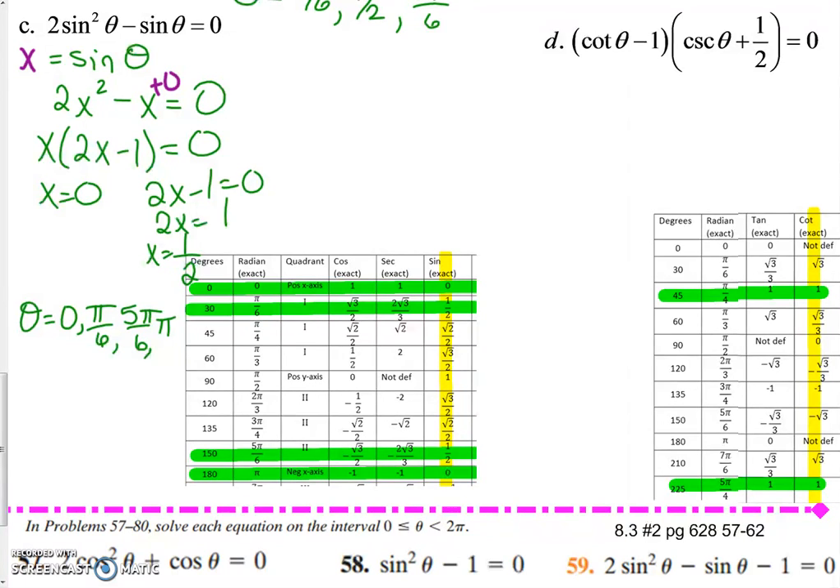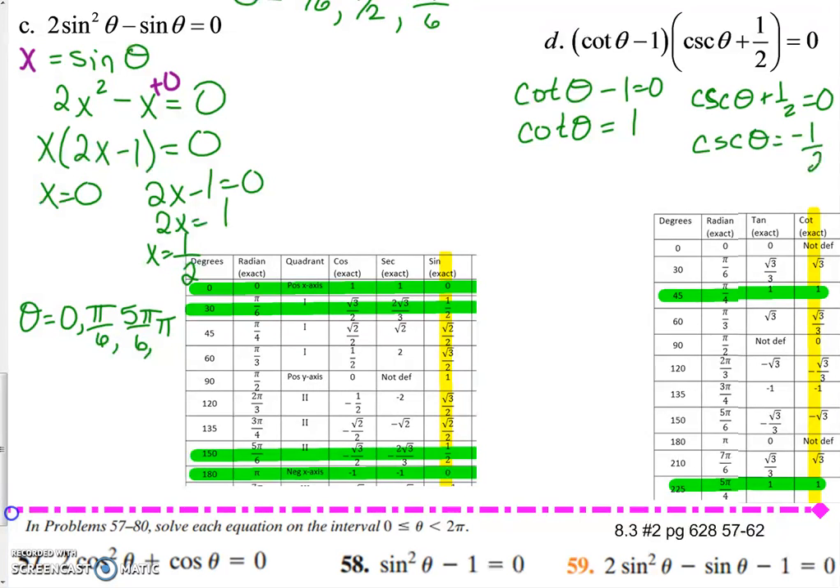All right, next one. This one's already done partly for you. It already has parentheses. Don't factor, don't multiply them together. You are simply going to take those parentheses and set them equal to 0. So that means I'm going to be looking up cotangent of theta is equal to 1. And I'm going to be looking up cosecant of theta is equal to negative 1/2. All right, so looking at my table, cotangent equal to 1 is going to occur at 2 different places. So my theta is equal to pi over 4, and it's equal to 5 pi over 4.